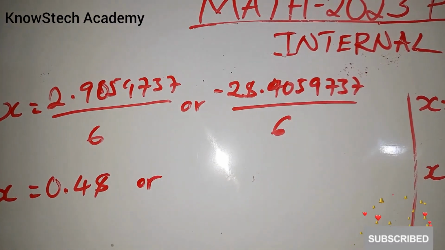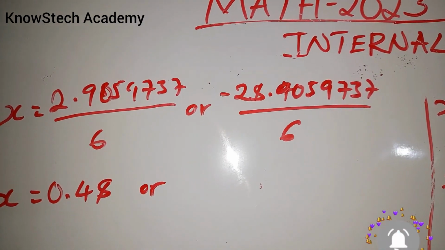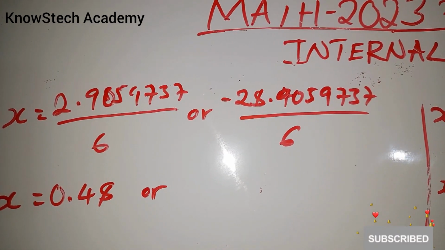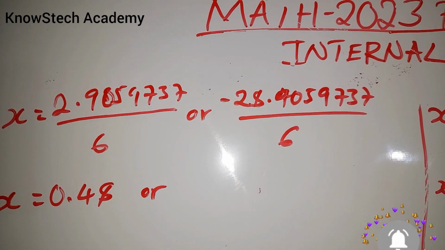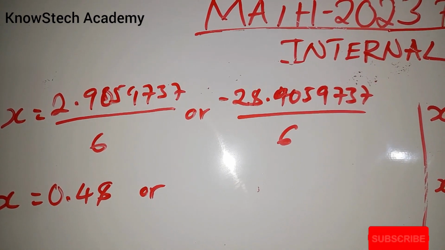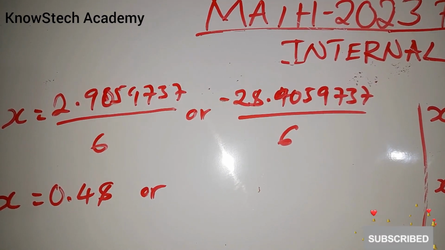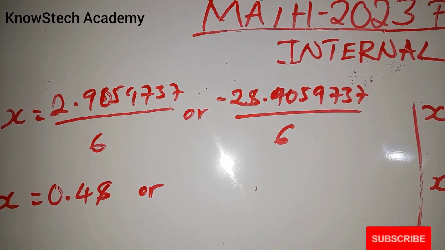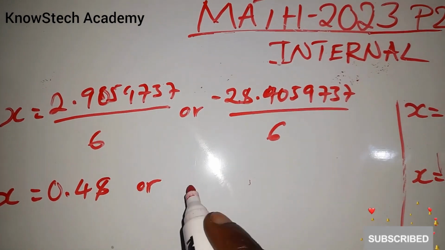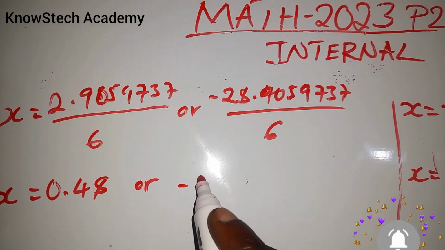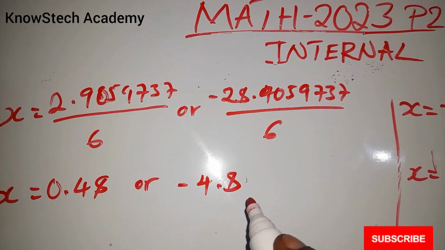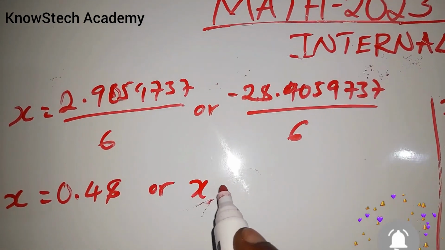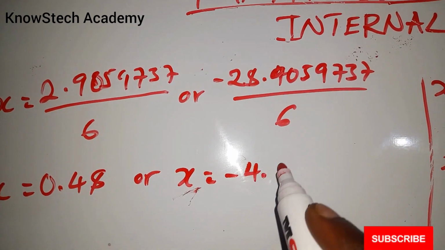Or when you do your calculations that side, which will be 28,905.9737 divided by 6. This one is giving me -4.8. So x is equal to -4.8.